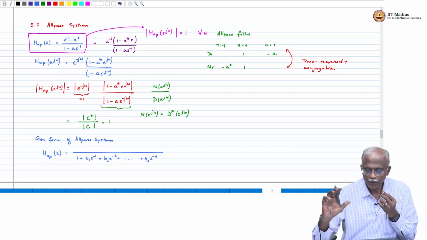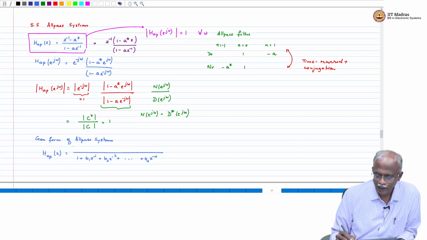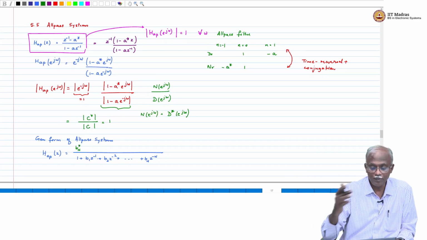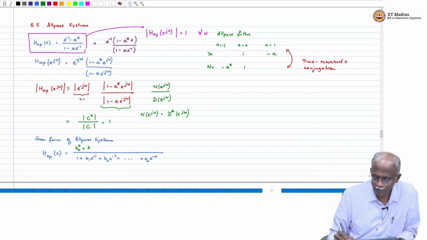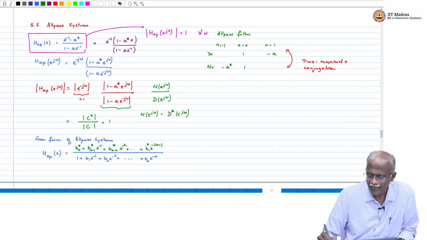Okay. Now look at the time reversal and conjugation. So what will be the numerator? The numerator will be Bn conjugate as the first term, because now it's time reversed. The second term will be Bn minus 1 conjugate Z inverse. The next term will be Bn minus 2 conjugate Z minus 2, and so on. The last but one term will be B1 conjugate Z power minus n minus 1, and the last term will be Z power minus n.